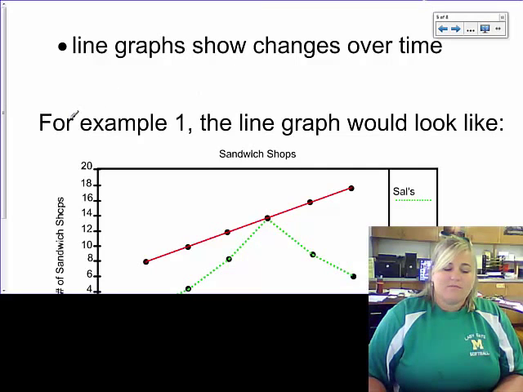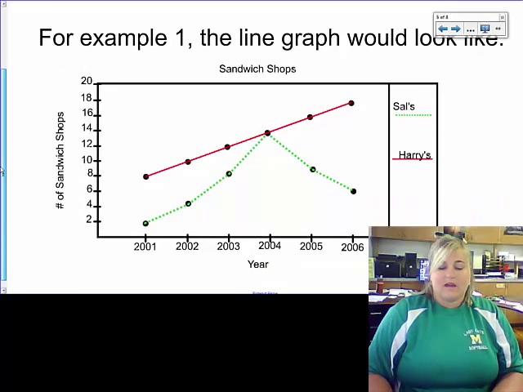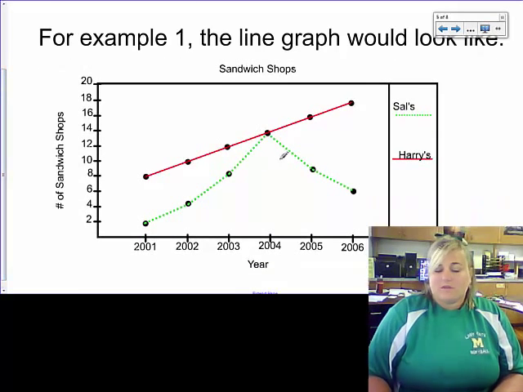Line graphs show changes over time. For example 1, a line graph would look like this. I created this looking at example 1. We see some of the things that we talked about. Harry's shops increase at a steady pace every year. They have the same number of shops in 2004, and we see that Sal had the most shops at any point in 2004 for himself, and that he dropped back down as well.